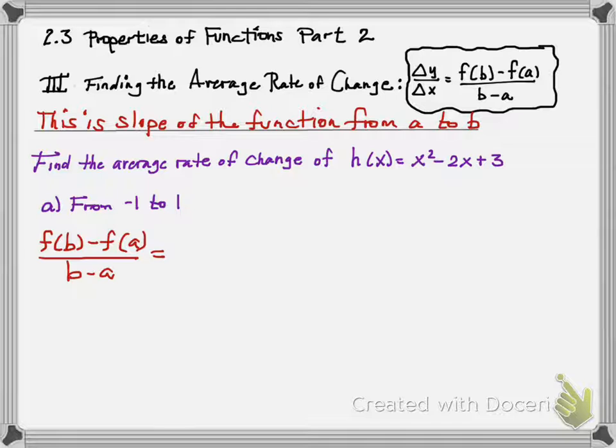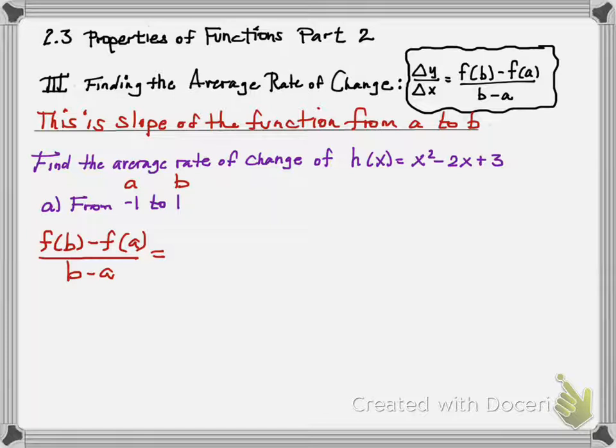So f of b. These are your 2 points, -1 and +1. -1 is going to be your a. The first number listed will be your a. The second number listed will be your b. So what does that look like?